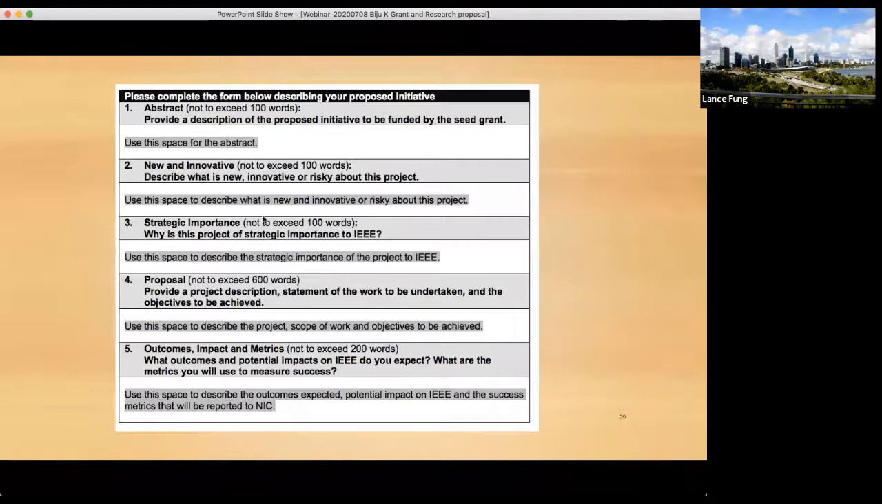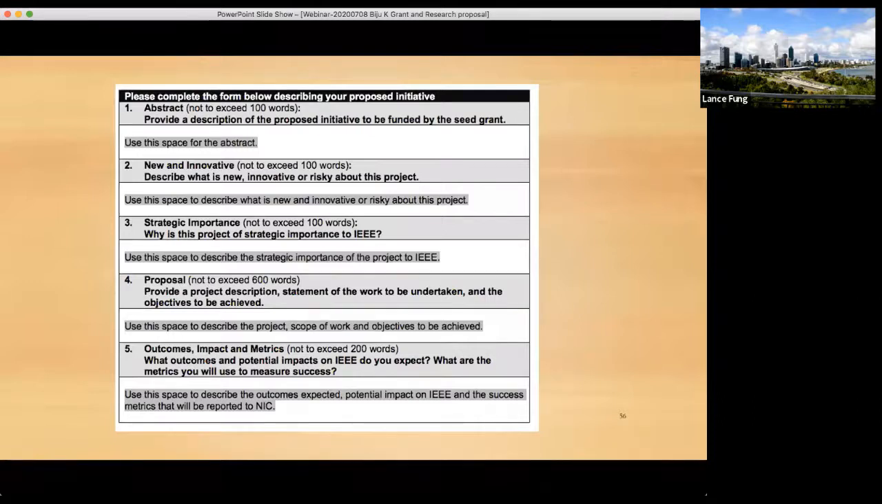Then you need to write in. As you can see in here, all these will be listed down in the similar sections you would expect. Abstract. Now, I highlighted the requirement on the number of words, as you can see in here, only 100 words. And what's so new about it? You need to articulate and explain what's so new about it, in 100 words. What is strategically important? How does it align with IEEE? So you really need to examine the strategic goals of IEEE and see how you match your project to it.